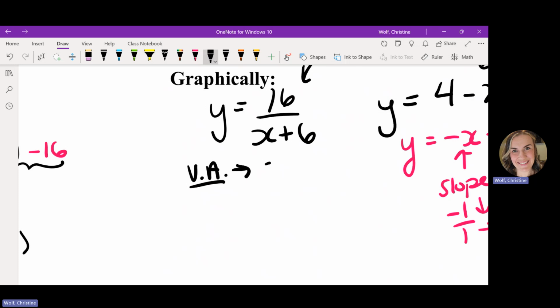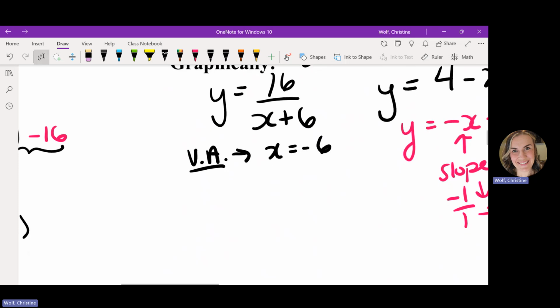So vertical asymptote, let's just do a refresh though. Vertical asymptote comes from your denominator, right? You set your denominator equal to 0 and solve. So we have a vertical asymptote at -6. That makes sense. That's our restriction. You cannot be at -6. You're going to have a wall there.